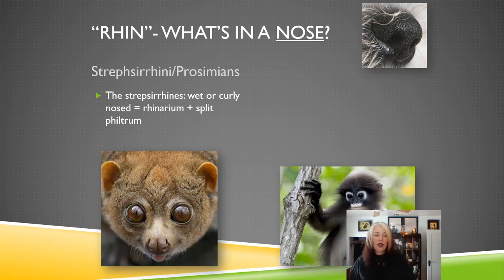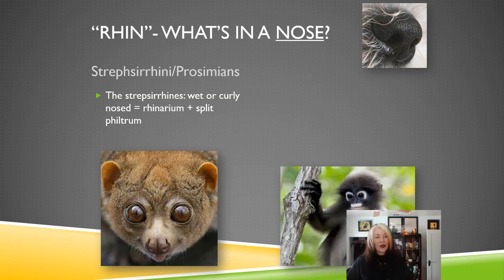Rhinarium. The area below, that goes right below that, down into what you would call your upper lip, is also split. It's V-shaped. Very common in nature. It is a very ancient or ancestral characteristic, sometimes called primitive. And all primitive means is it evolved a long time ago.